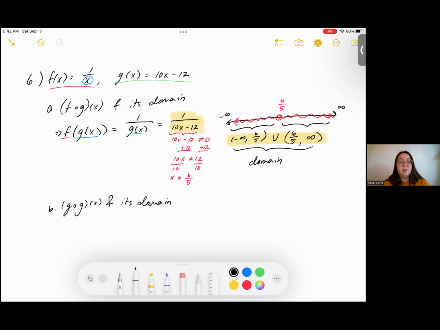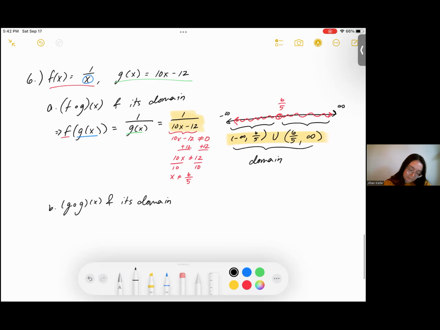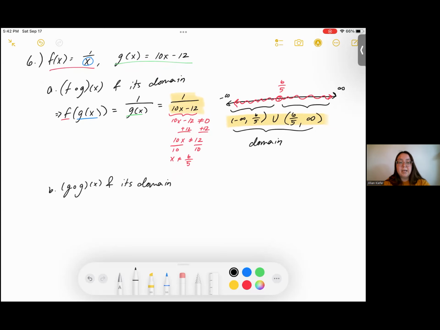So our domain of f of g of x would be negative infinity to 6/5, union 6/5 to infinity. So that's how we would go ahead and do part A. Now for part B, we have g of g of x. So we're using this kind of double composition here. So if we have g of g of x, we know this is the same thing as writing it like this.